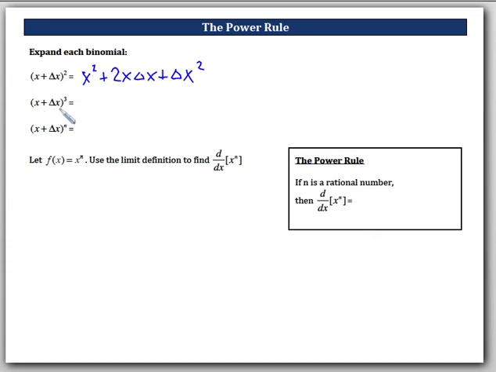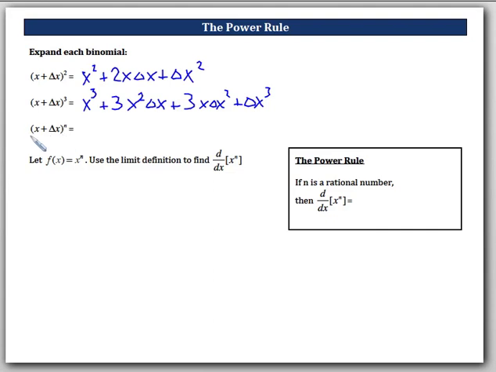Then we want to do x plus delta x cubed, and we've dealt with this a little bit. Remember, we used Pascal's triangle for our coefficients. So 1, 3, 3, 1. So here we get x cubed plus 3 x squared delta x plus 3x delta x squared plus delta x cubed.